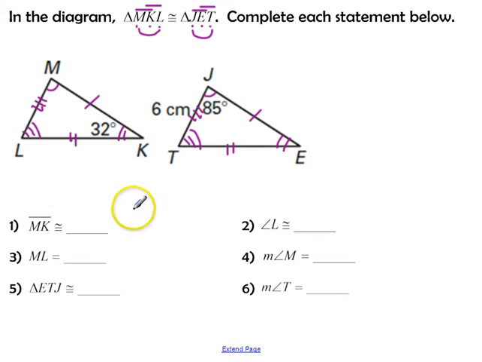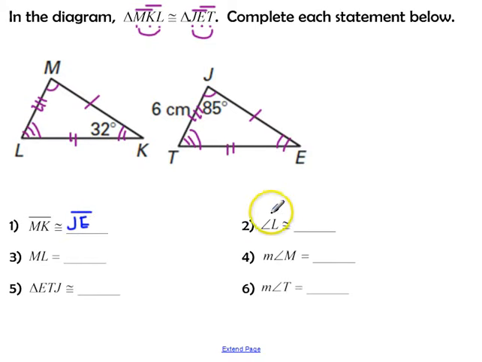Now we can start to fill in our statements. It says segment MK is congruent to what other segment? MK is marked with 1, so we find the other segment marked with 1, and that's segment JE.